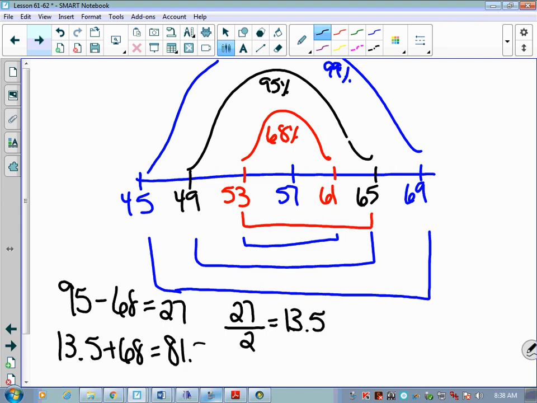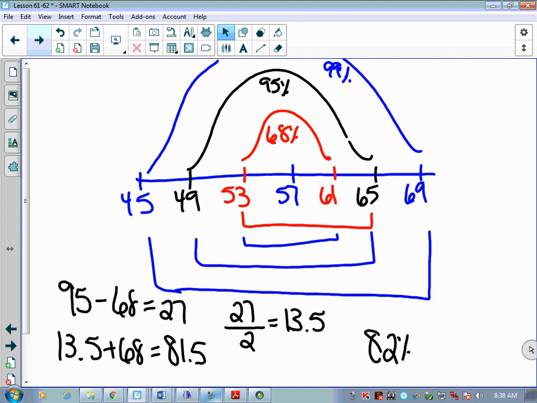81.5. And because they want it to the nearest whole percent, we're going to say approximately 82% of the data is between 53 and 65. Does that make sense to you? Okay, we understand why we got 13.5. We understand why we subtracted: there's a 27% difference between 68 and 95, divided by 2 because we're just looking for that half of it, added onto the 68. That's going to give us that. Okay? Everybody's with me? Perfect.